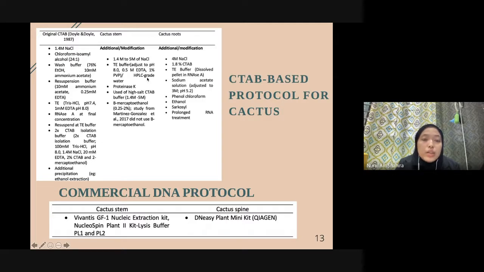Meanwhile, the modifications specific to cactus stem only are changes in concentration of beta mercaptoethanol, usage of proteinase K, and also TE buffer was replaced with HPLC grade water. And the modifications specific to cactus root only are changes in the sodium acetate solution, beta mercaptoethanol was replaced with ethanol, usage of Sarkosyl, and also prolonged RNA treatment.